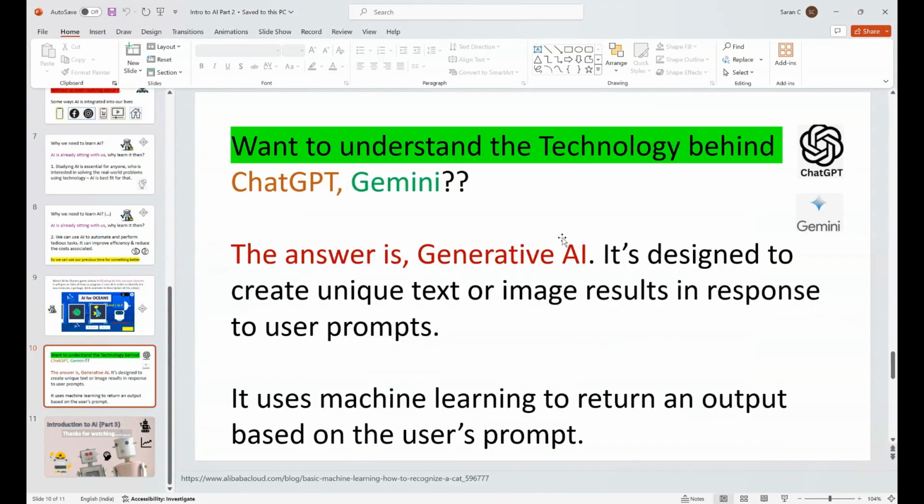I hope you all know about ChatGPT and Gemini. To understand the technology behind this, the answer is generative AI. It's designed to create unique text or image results in response to a user prompt. For example, if you search for something in Google, you get a lot of results and links, and you have to search for the correct answer. But in this, it uses machine learning to return an output based on the user prompt.